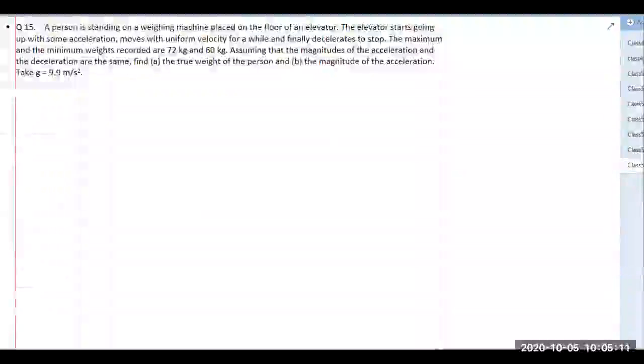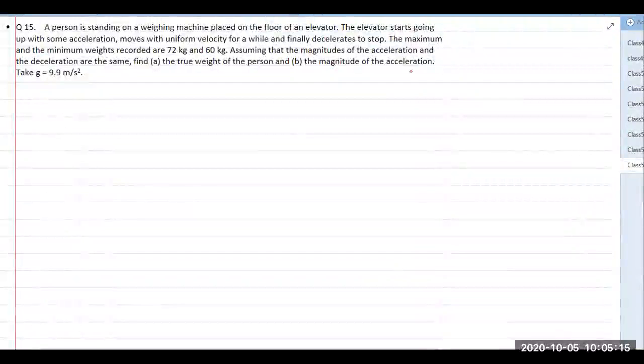A person is standing on a weighing machine, and the weighing machine is placed on the floor of an elevator. The elevator starts going up with some acceleration, moves with uniform velocity for a while, and finally decelerates to stop. The maximum and minimum weight recorded are 72 kg and 60 kg, assuming that the magnitude of acceleration and deceleration are the same. Find the true weight of the person and the magnitude of acceleration.